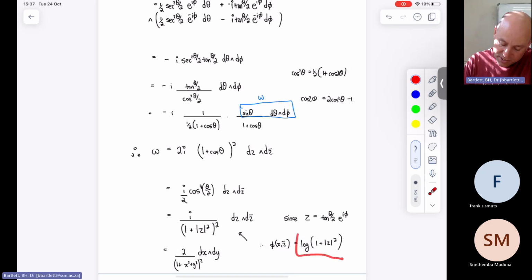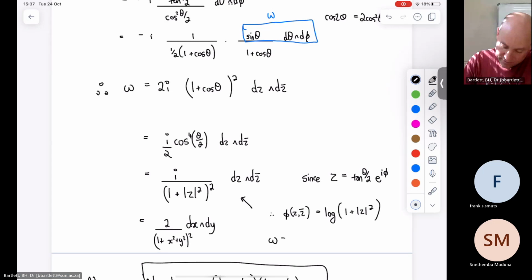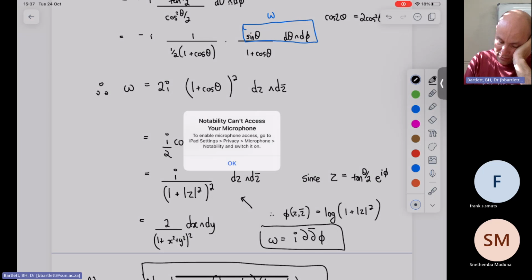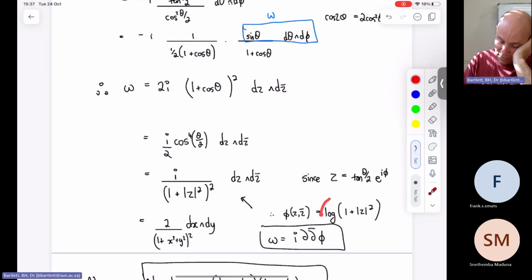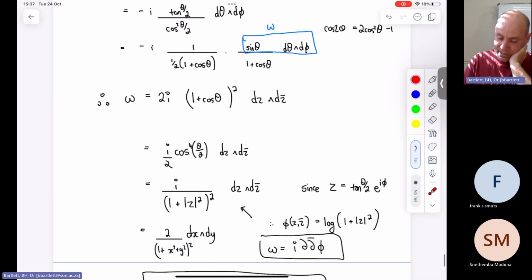Because if I were to take this function and calculate del del bar of it, then I would get this expression, right? Because the first derivative is going to give me the 1 over 1 plus z bar squared times a z, and then the next derivative is going to get rid of the z. I hope you agree with me, let's just do that little calculation quickly.